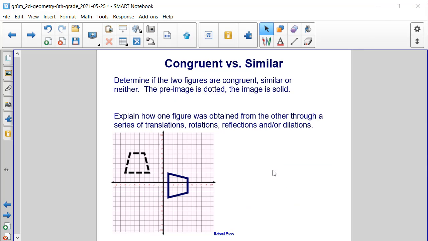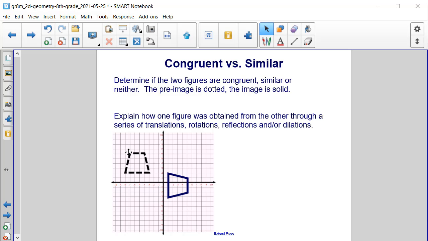Determine if the two figures are congruent, similar, or neither. The pre-image is dotted and the image is solid. Then explain how one figure was obtained from the other through a series of translations, rotations, reflections, and/or dilations. Okay, so first let's look at our two figures that we have.